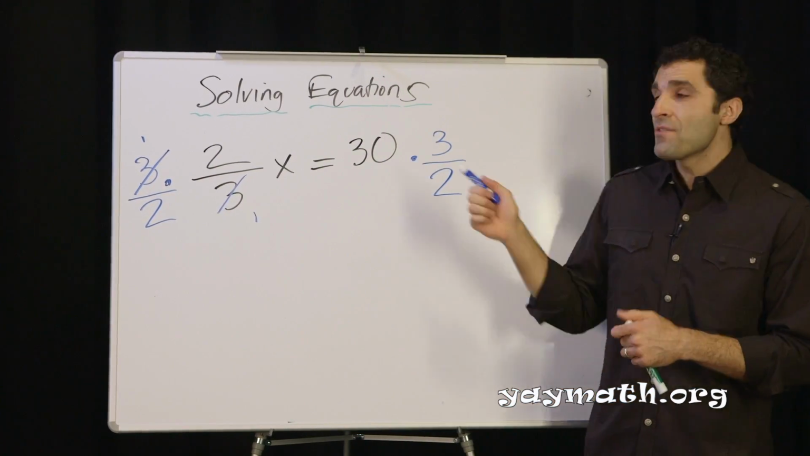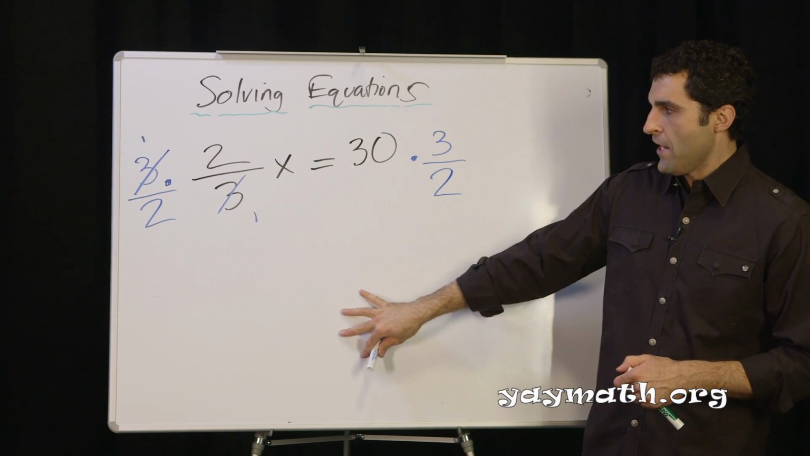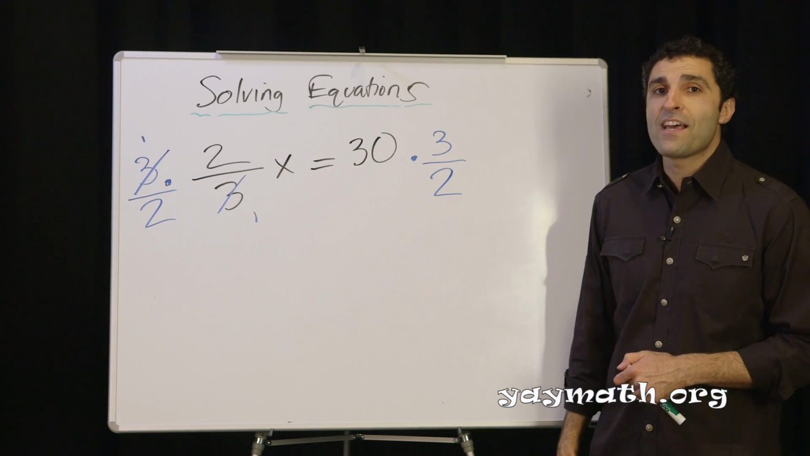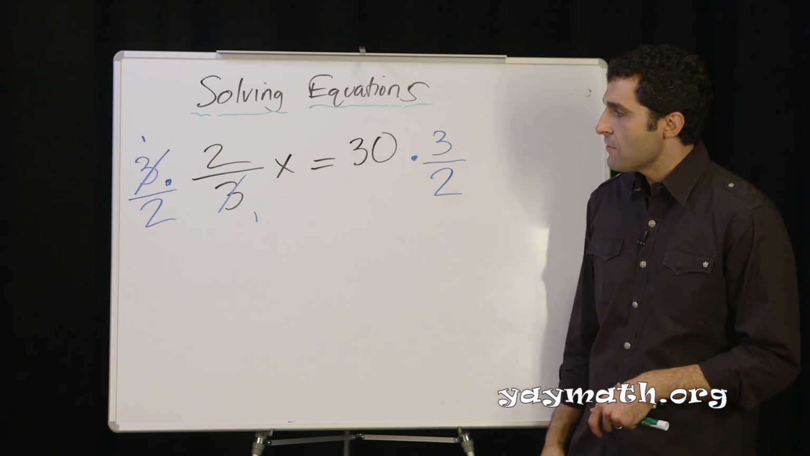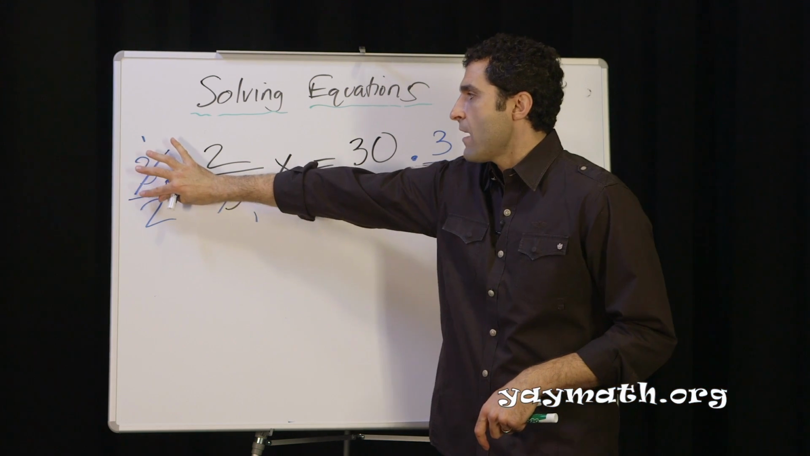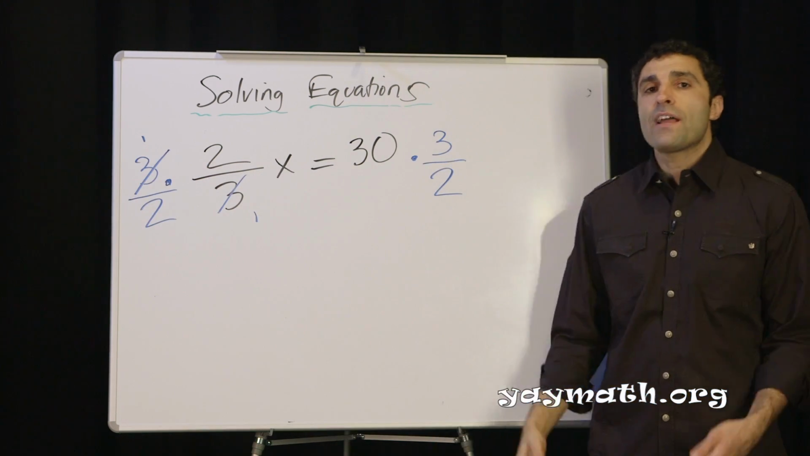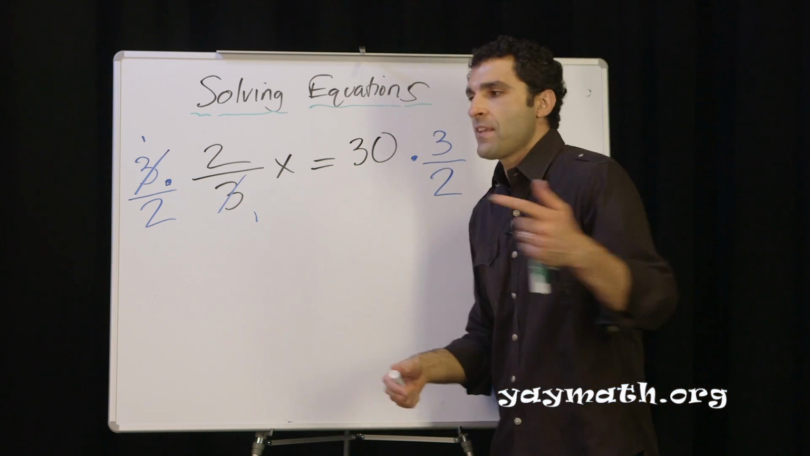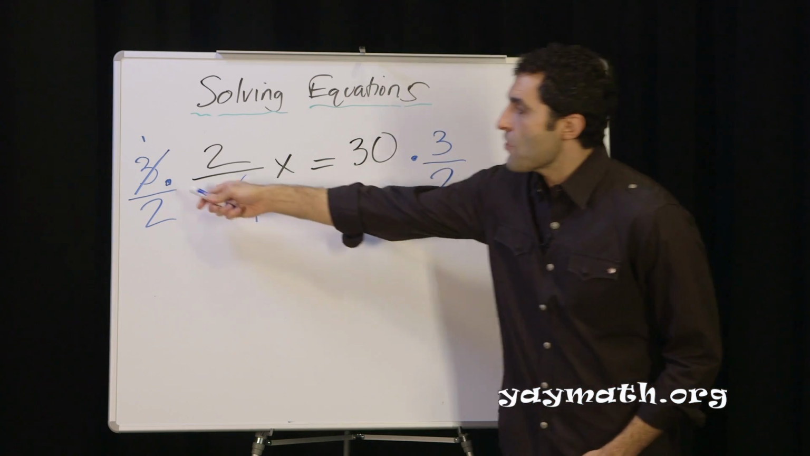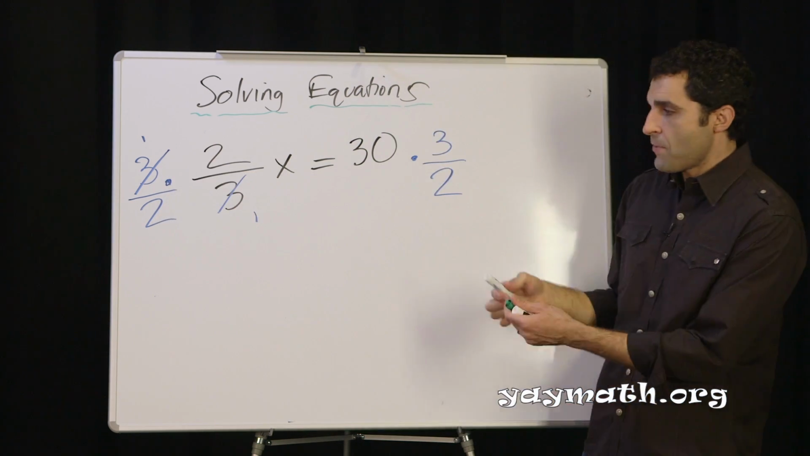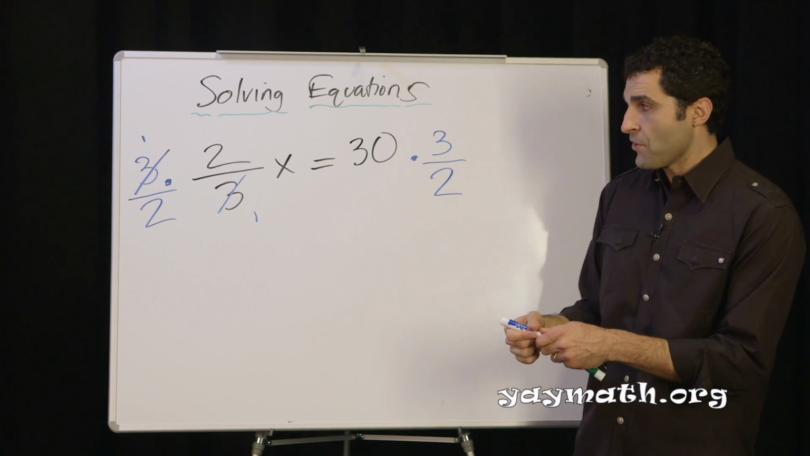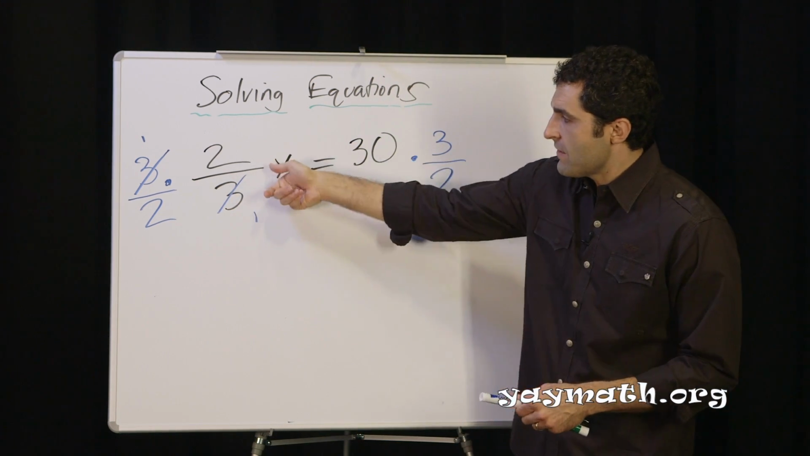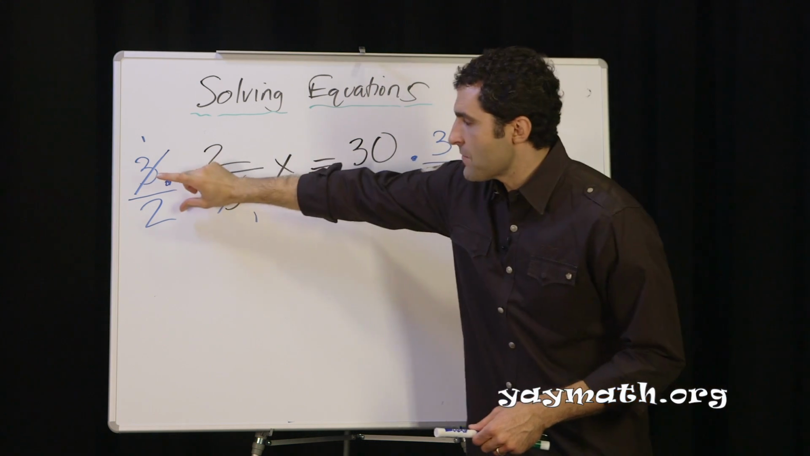Some students like to do that in 2 stages. They like to multiply by 3 and then divide by 2 once they get that 2x by itself. That's fine, as long as you're implementing the rules. You're doing the same thing to both sides. In this case, I chose to do multiplication to both sides by this fancy R word called the reciprocal. To reciprocate, 2/3 becomes 3/2.